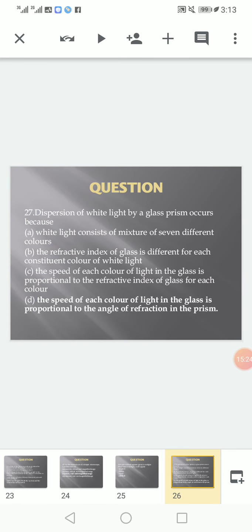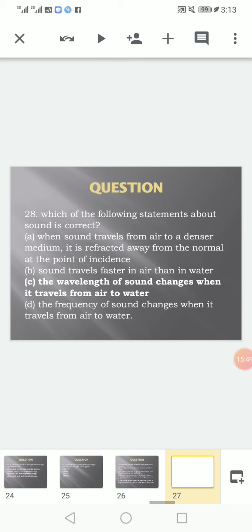This question says, dispersion of white light by a glass prism occurs. That is, what is responsible for the dispersion of white light by a glass prism? The speed of each color of light in the glass is proportional to the angle of refraction in the prism. The answer to this question is the speed of each color of light in the glass is proportional to the angle of refraction in the prism.